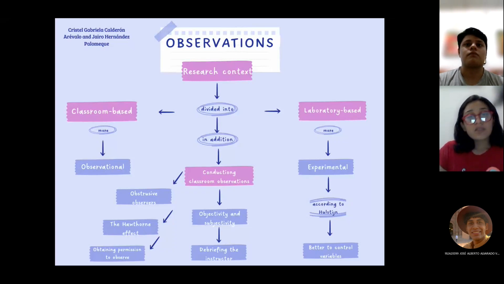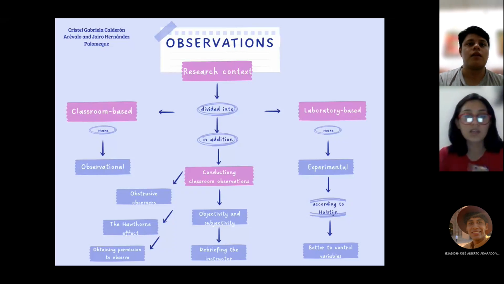Then we have conducting classroom observations. The first one, obtrusive observer. When there is an interference in your research, but not exactly like a control variable. For example, when a student gets distracted. But yeah, we are talking about variables. There is an interference, and you need to observe what is happening with a student, why he or she is not paying attention.